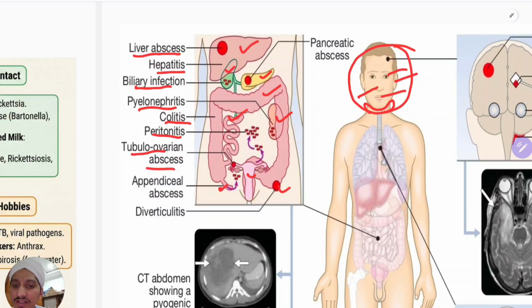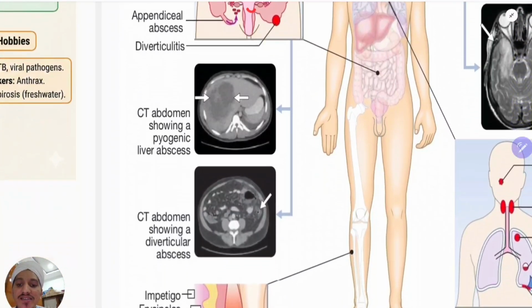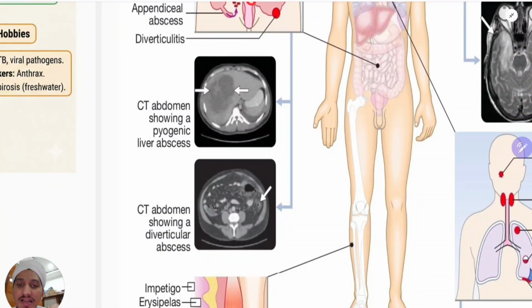Tubo-ovarian abscess, you can see in females. Okay, female patients can also have pelvic inflammatory disease. Okay, appendicular abscess. So if you palpate, you have some mass. Diverticulitis. Okay, same patient will present with fever with diarrhea. So like this, you should ask. You should remember the structures, and you imagine the system in your mind and ask localizing symptoms and signs.